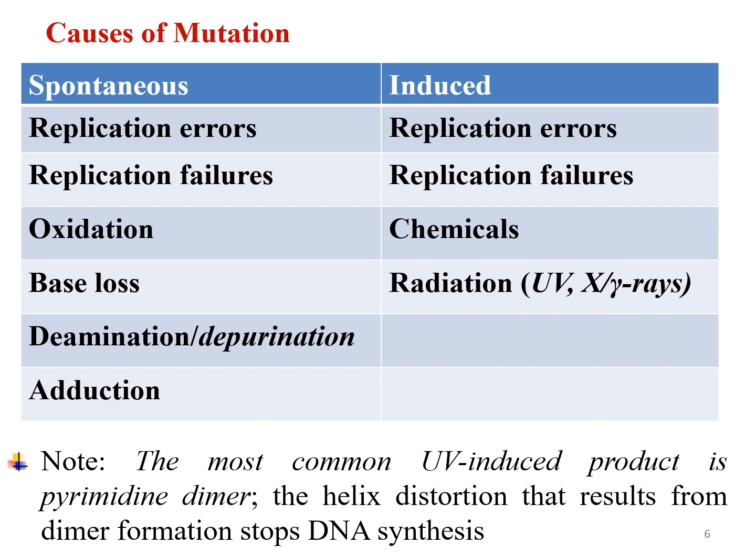Have a look and note. The most common UV-induced product is the pyrimidine dimer, and the helix distortion that results from the dimer formation stops DNA synthesis.